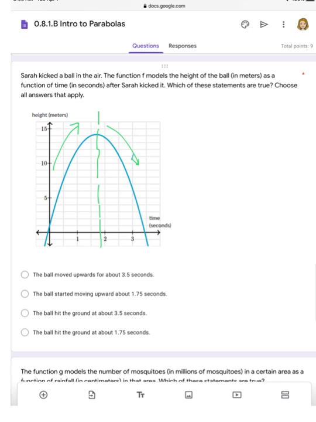You want to consider this almost like 2 parts of the flight of the ball. You've got where the height is increasing, you have where the height is decreasing. So, not the first choice. The ball moved upwards for about 1.75 seconds. That's true. So that one's good. And then the ball hit the ground at about 3.5 seconds. That's right down here. That's also true. So we got 2 things going on there. That last choice, the ball hit the ground at about 1.75 seconds. That's not true. That's where the ball's at the highest flight.